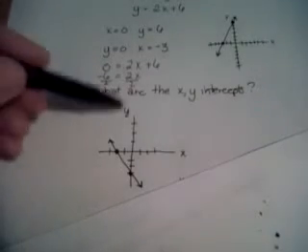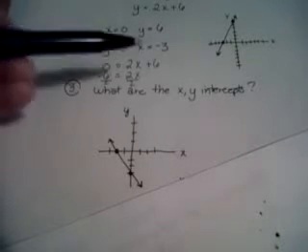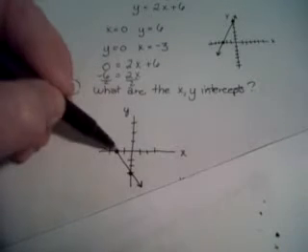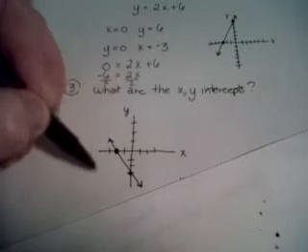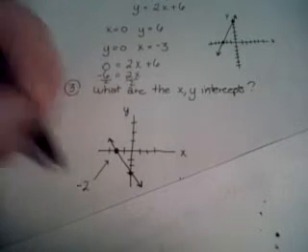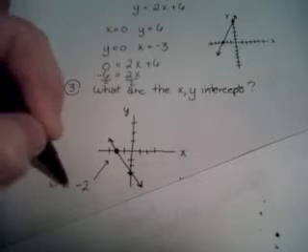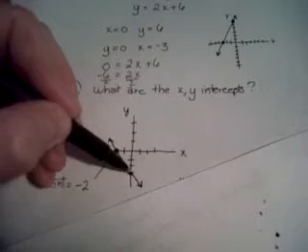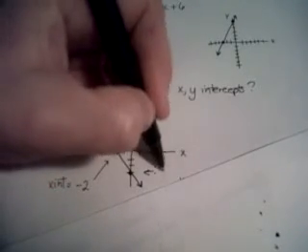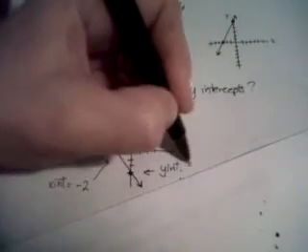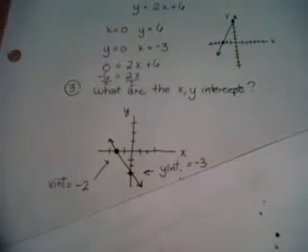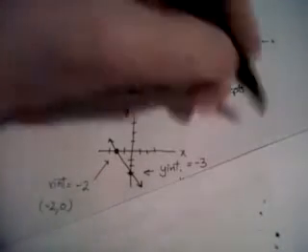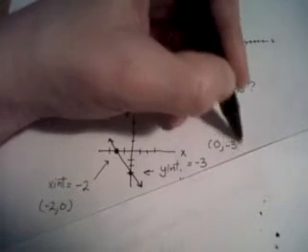So let's say you were given a picture like this and you're asked to find the x and the y intercepts. My x-intercept, again, I remember, is where I cross the x-axis. So I look here, this line crosses my x-axis at a negative 2. So my x-intercept is equal to -2. I want to find my y-intercept. That's where I cross the y-axis. My y-intercept is right here at -3. So my y-intercept is -3. This point would, of course, be (-2, 0). This point here would be (0, -3).